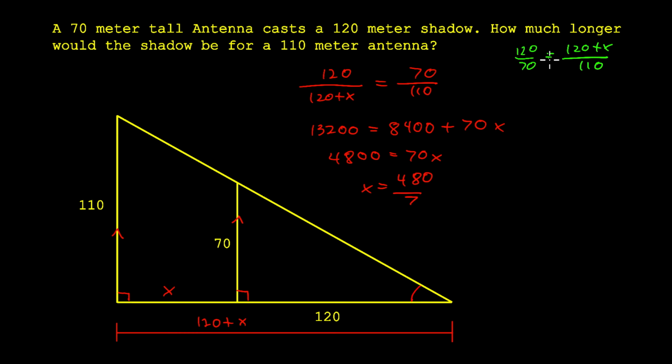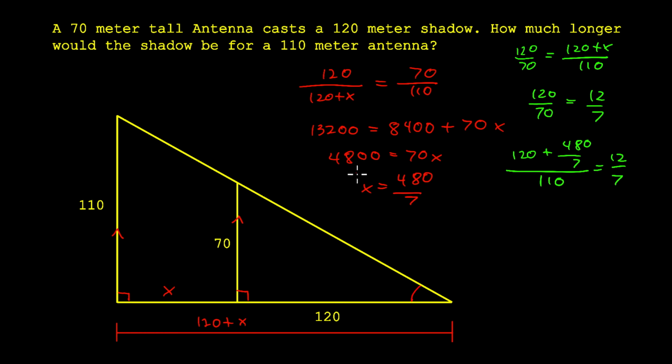So now let's check this. So 120 over 70 gives us 12 over 7. And then plugging this x back into here, we get 120 plus 480 over 7 over 110. Doing all the math gives us again 12 over 7. So that is our check.